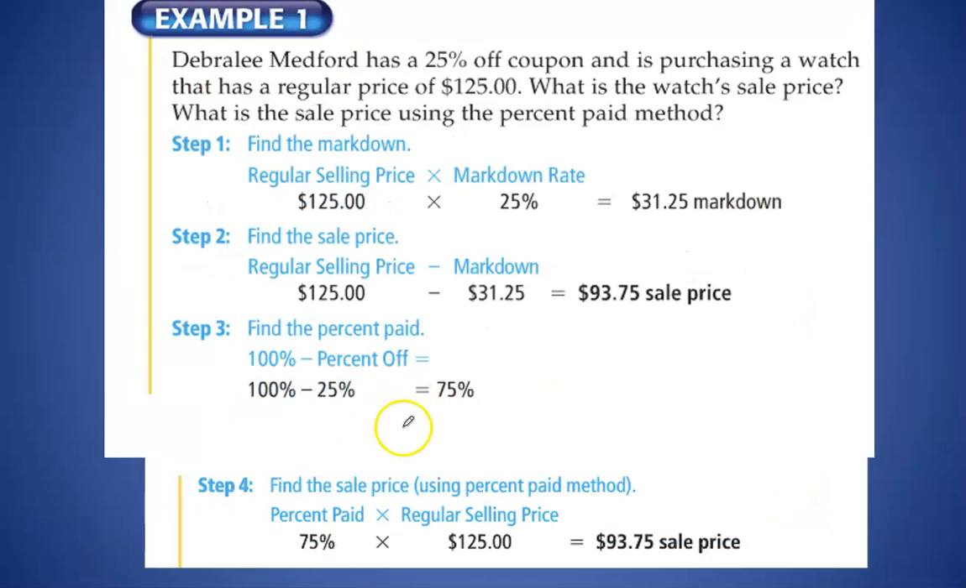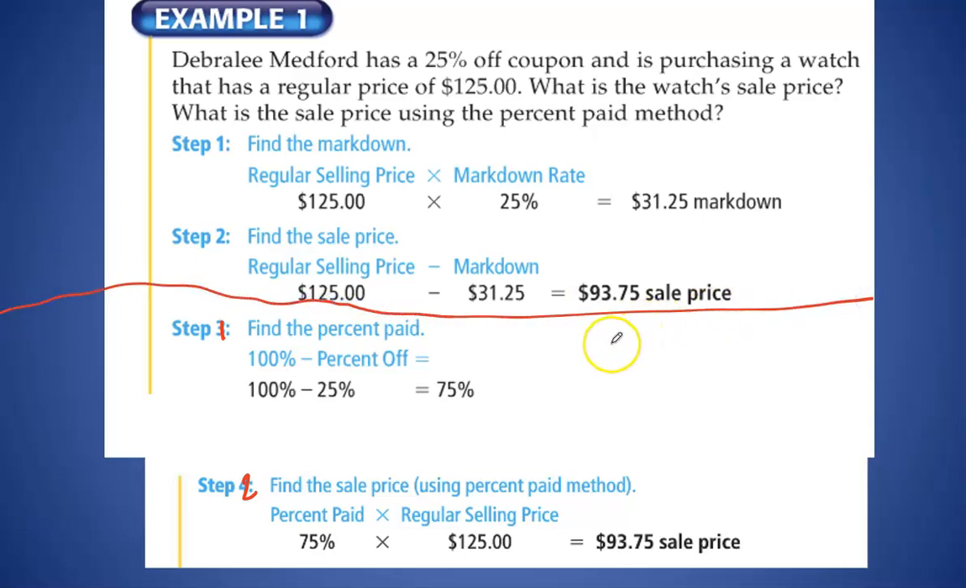So Deborah Lee Medford has a 25% off coupon and is purchasing a watch that is regular price of $125. What is the watch's sale price? What is the sale price using the % off method? So first I want you to do 1, 2, and then I will do 1, 2 again. So fix that in your notes, and you could even draw a line.